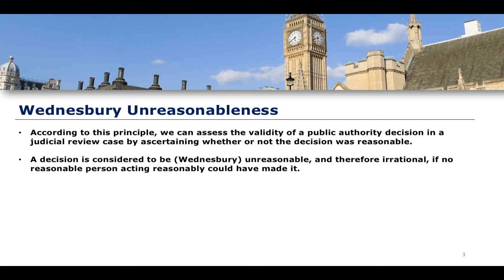Now, a decision is considered to be unreasonable, specifically Wednesbury unreasonable, and therefore, as a result of that, considered irrational, if no reasonable person acting reasonably could have made it. So, the principle of Wednesbury unreasonableness is essentially one in which a reasonable person acting reasonably could not have made that decision. Not that they might not have made that decision, but something is considered to be Wednesbury unreasonable if it would be impossible for a reasonable person to have made that decision, to have come to that conclusion.